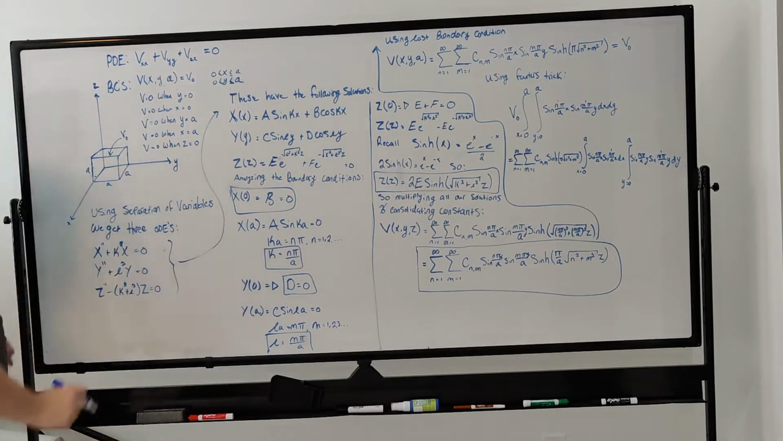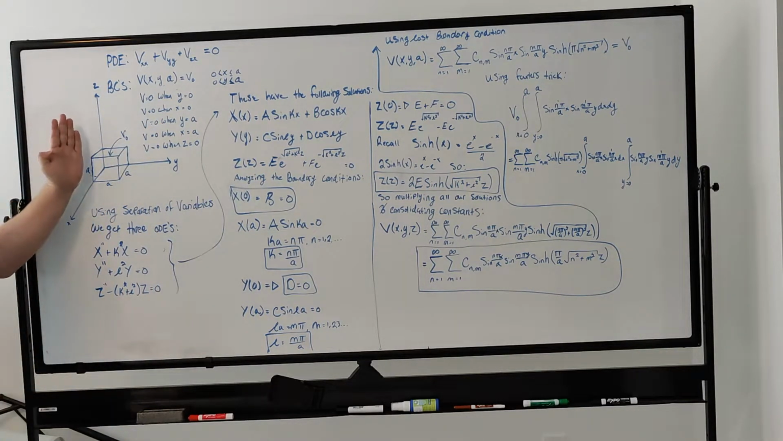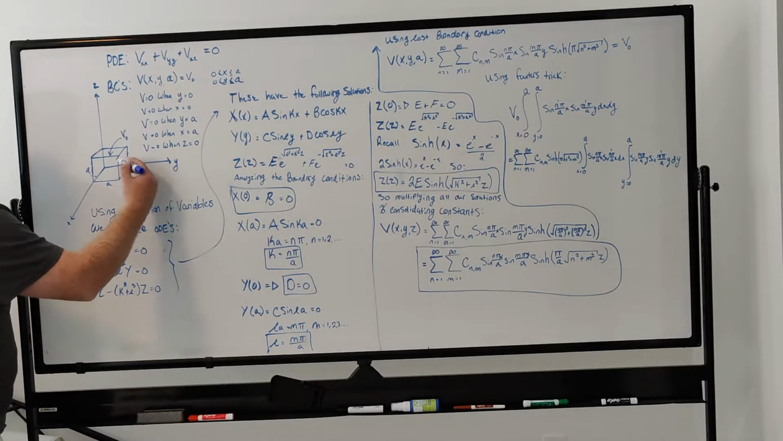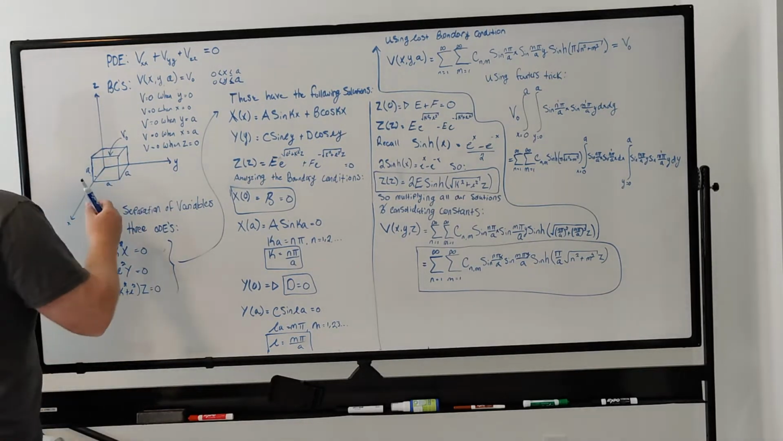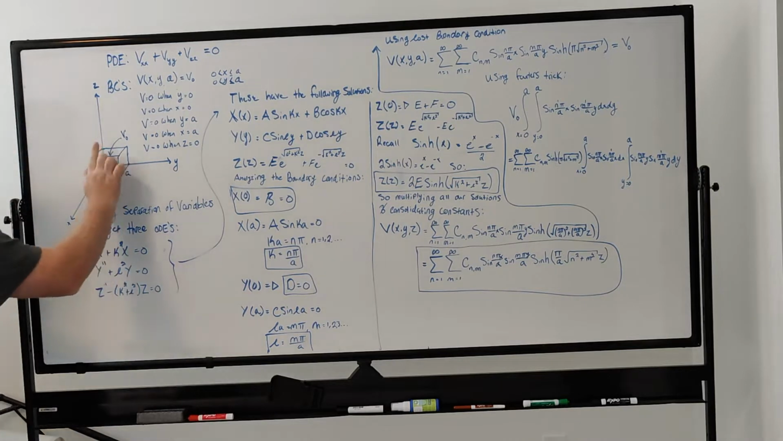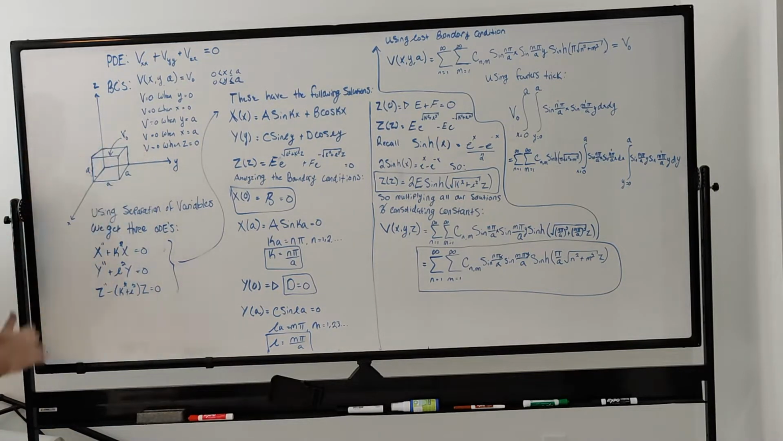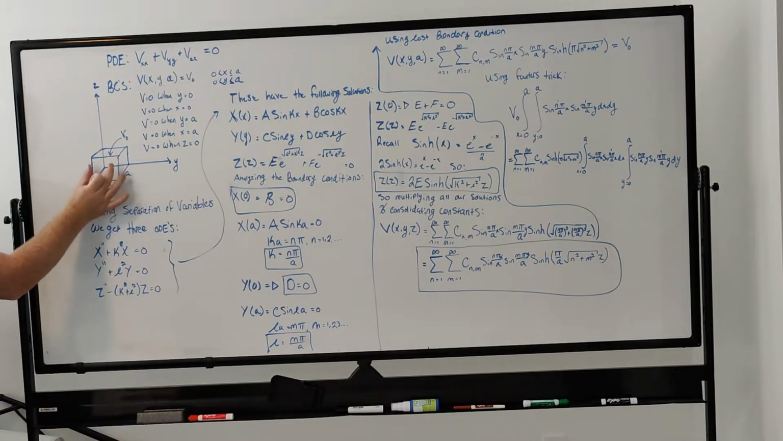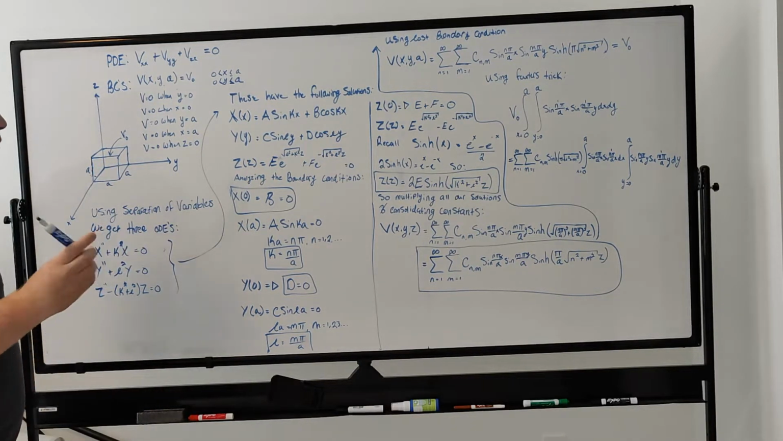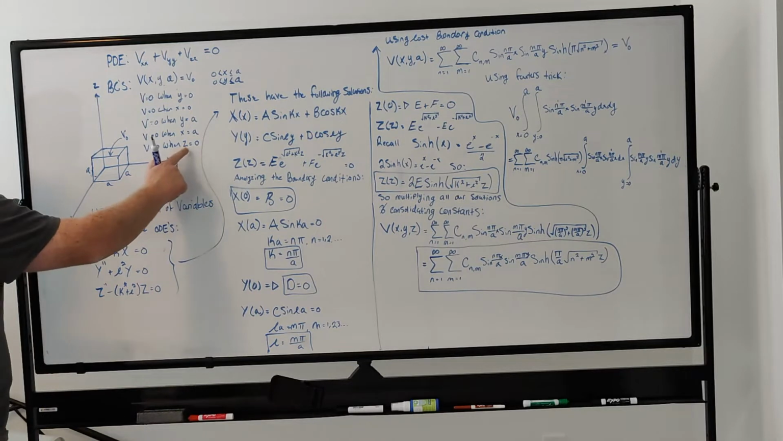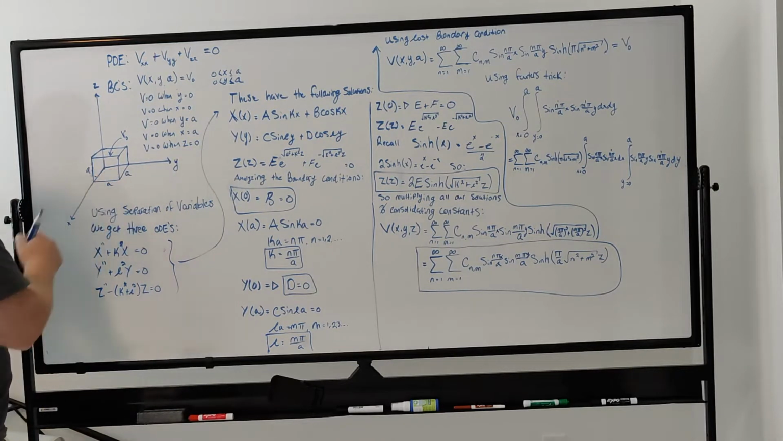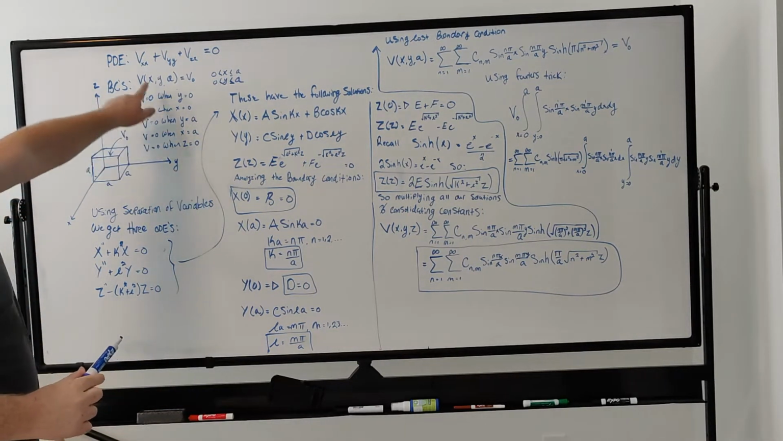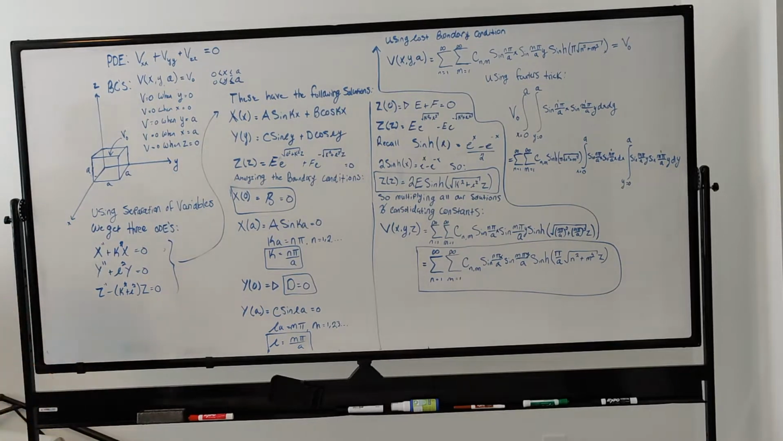All the other surfaces: when x is 0, so this side, the potential is 0. When x is a, so this surface, the potential is 0. When y is 0, so the back wall there, the potential is 0. When y is a, so this front surface here, the potential is 0. And when z is 0, so the bottom of the cube, the potential is 0. So that's just our boundary conditions.